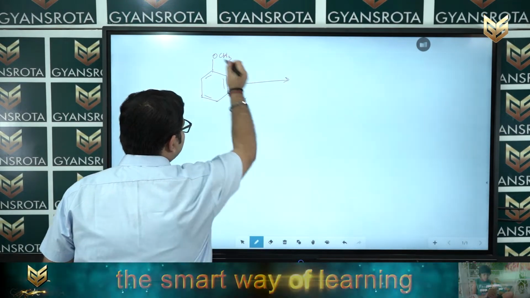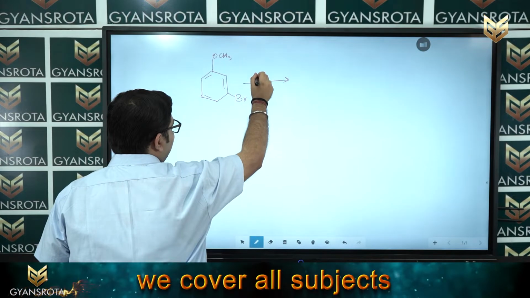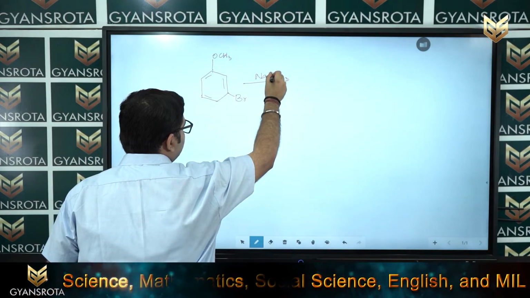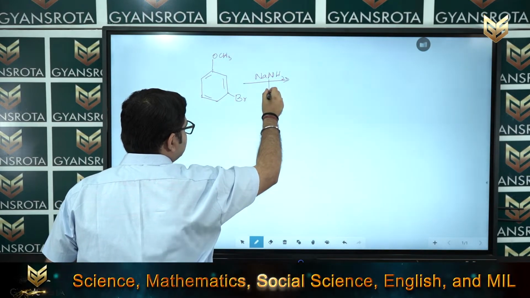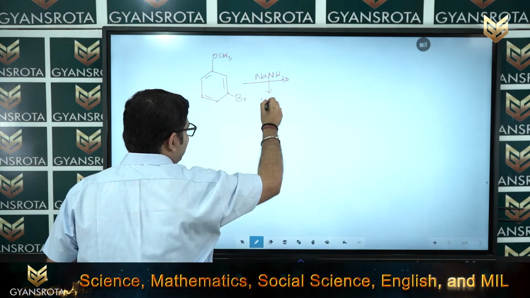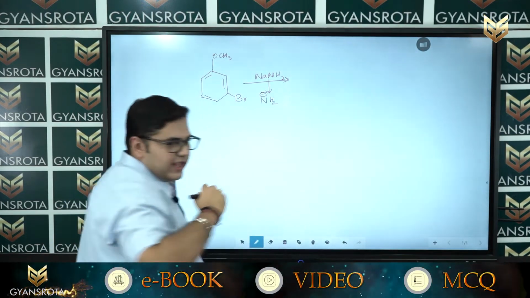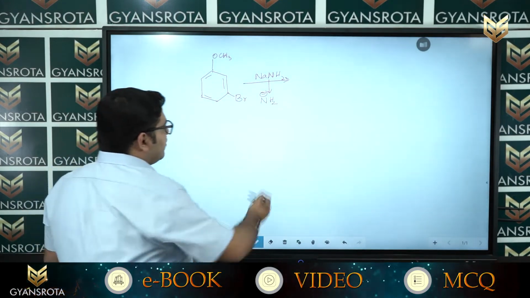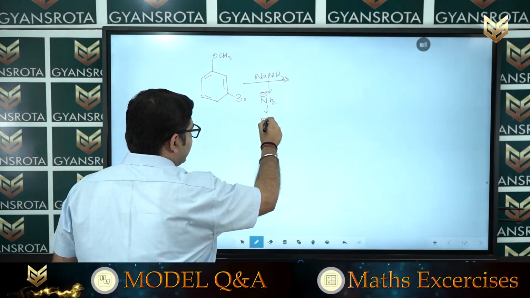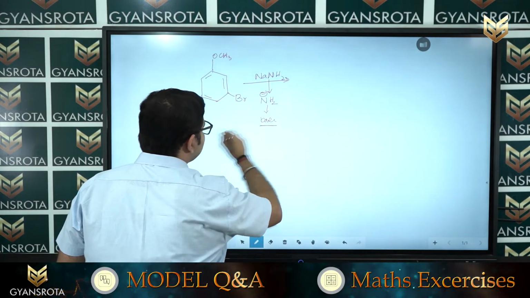So, this is the reactant they are giving, and they give you NaNH2. This NaNH2 you can write as NH2 minus. So, this is your base, and what will the base do? It will abstract the proton.